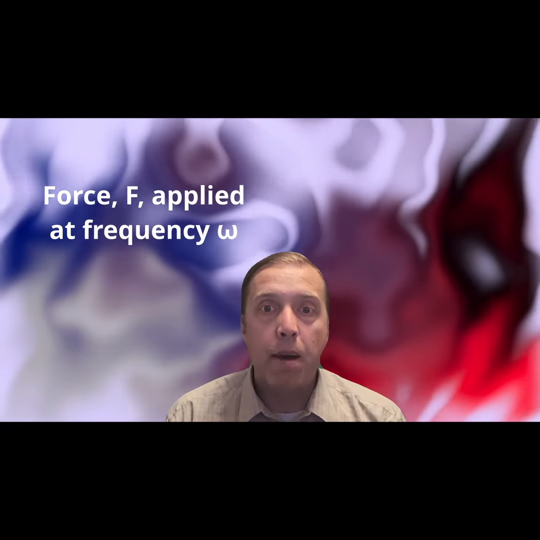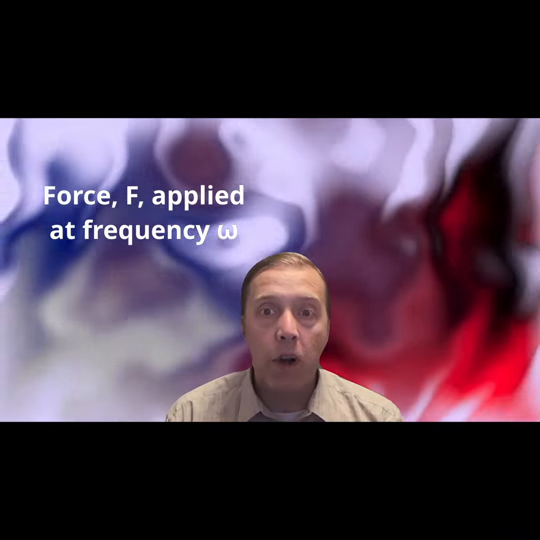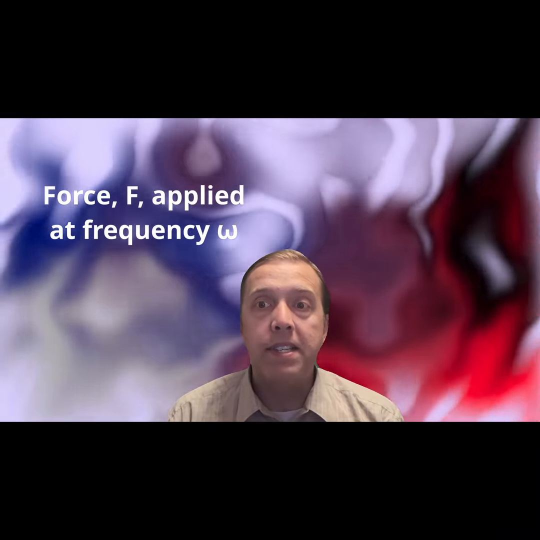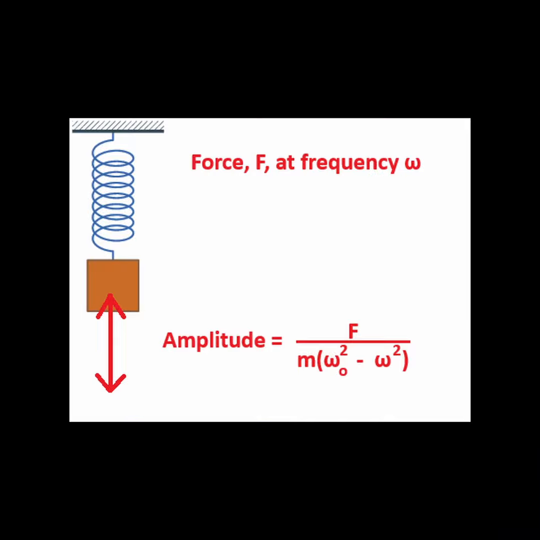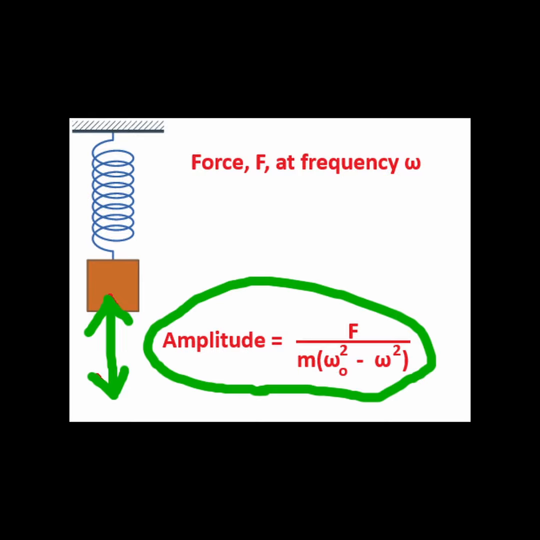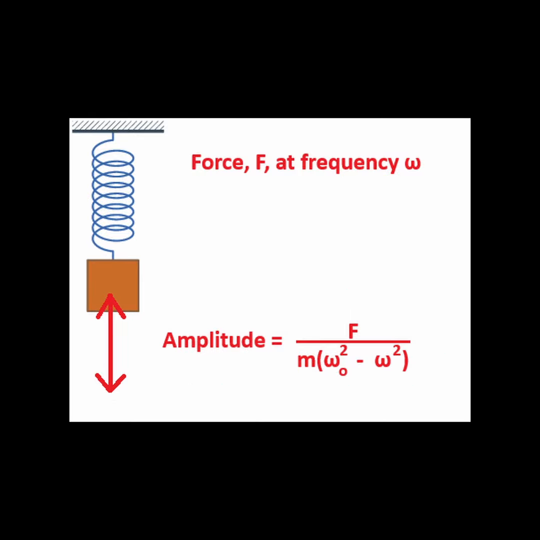Something interesting happens here with the amplitude response of the system, or the amount of displacement in its swings. The amplitude is given by F divided by m times omega naught squared minus omega squared at our forced rate of oscillation omega. The size of the swings back and forth depends on both our chosen forced frequency of oscillation omega and the system's natural frequency of oscillation omega naught. What does this all mean?